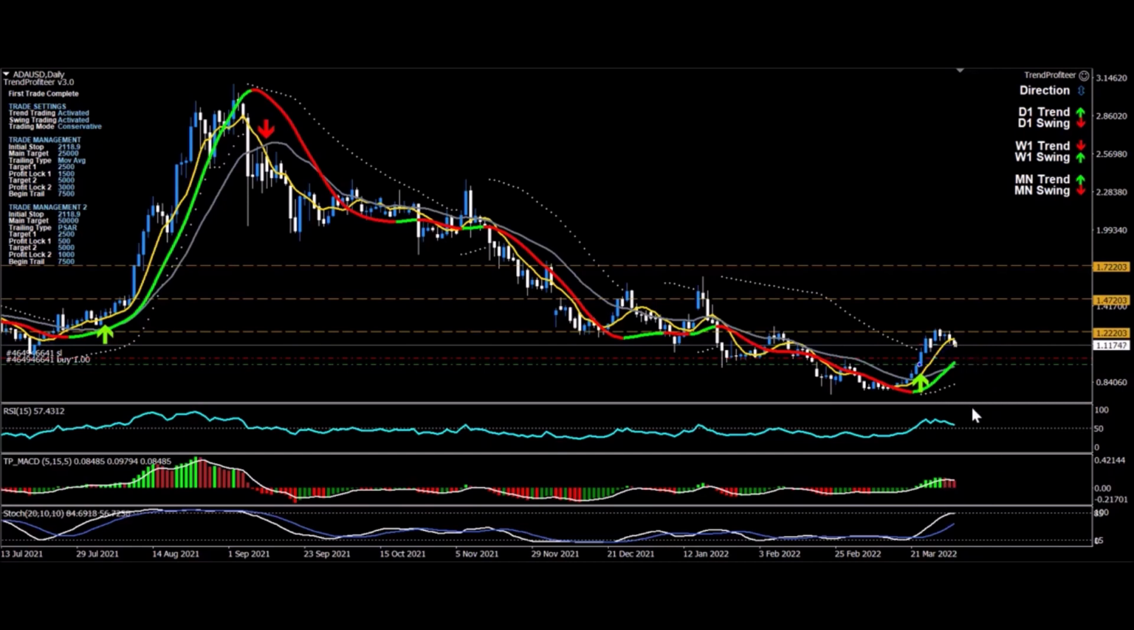It could go. I am a little bit nervous though, so this time I'm going to take profits on the second trade and just close it down. Sometimes you just got to do what you got to do.